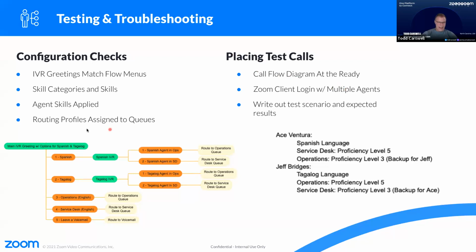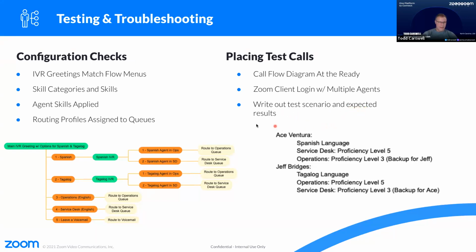Okay. What I want to have is the call flow diagram at the ready. And I need to log into multiple agent accounts so that I can make sure that calls are being routed appropriately. Okay, so I've got the Zoom client logged in on multiple accounts, and what I do is I just write out the test scenario and the results I expect.